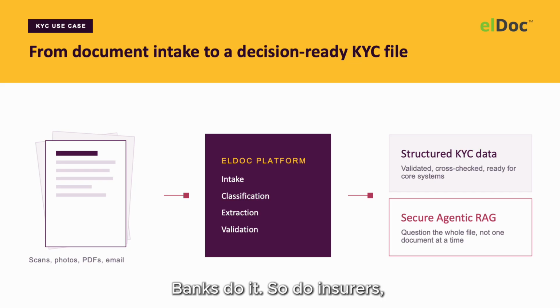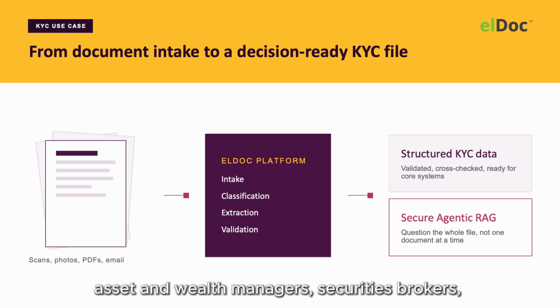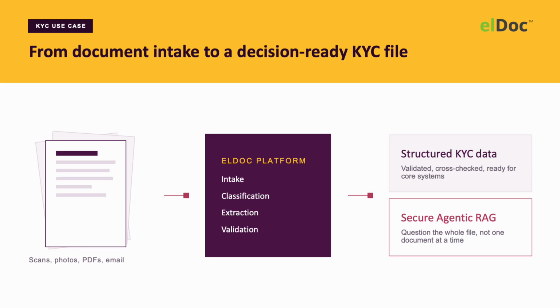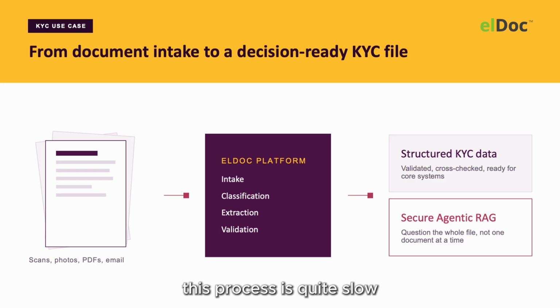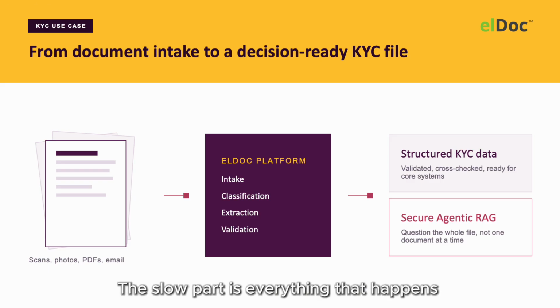Banks do it. So do insurers, asset and wealth managers, securities brokers, lenders, and fintech firms. In almost every regulated financial institution, this process is quite slow. The slow part is usually not the decision. The slow part is everything that happens to documents before the decision.